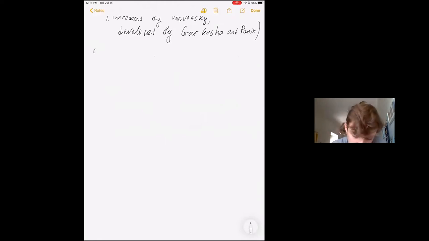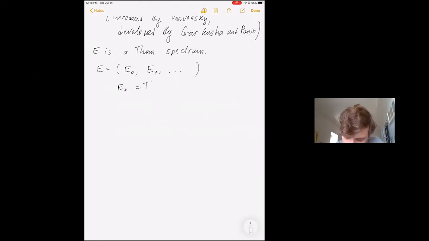Suppose E is a Thom spectrum. And by Thom spectrum, I mean the spectrum that consists of Thom spaces. So E has spaces E0, E1, and so on, where En is a Thom space of some vector bundle Vn, where Vn is a vector bundle of rank n over Xn.